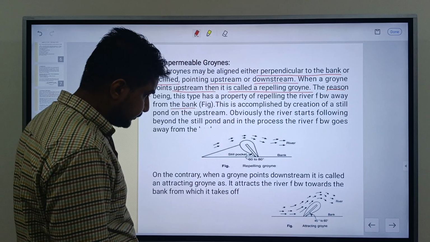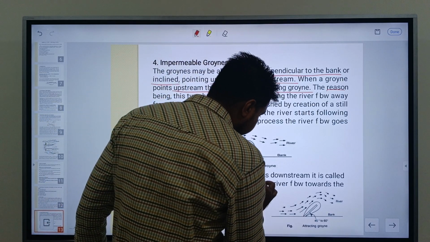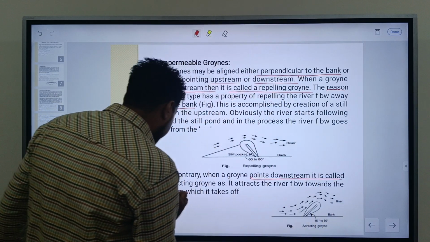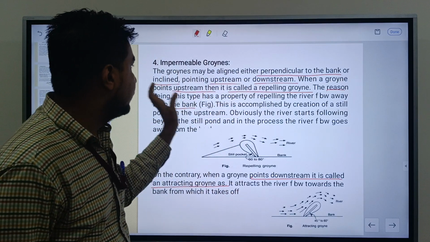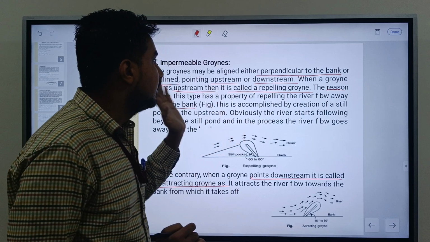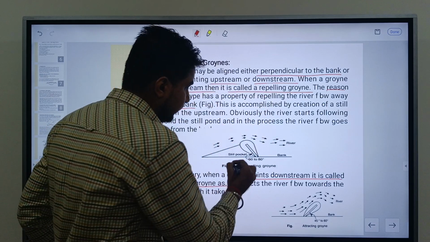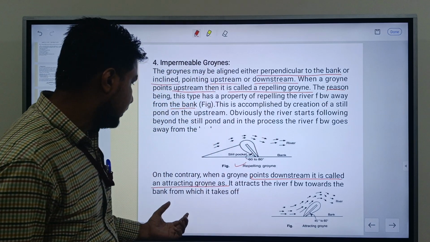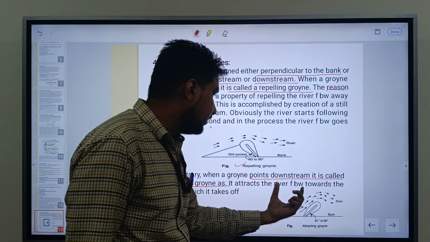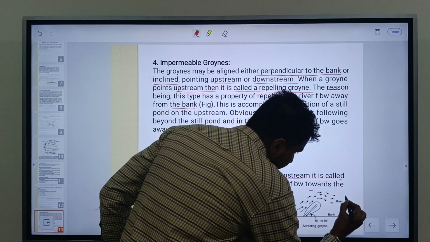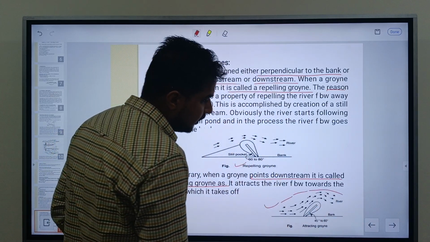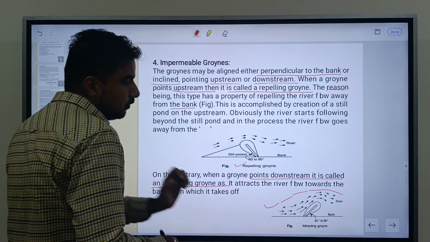Now another way, if the groyne is constructed in the downstream, it is called an attracting groyne. So what is the major difference? We have seen that if they are constructed in the upstream side, that is known as a repelling groyne, and if it is constructed in the downstream side, we can see that the flow is going in this direction. So they are constructed in the downstream side to divert the flow.